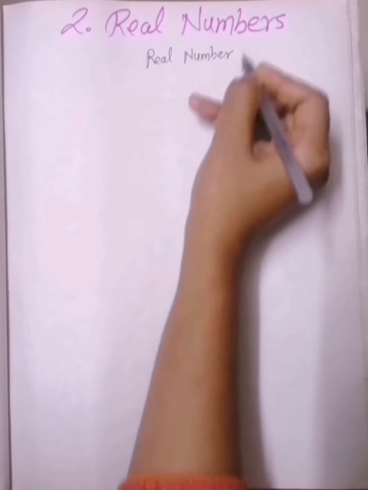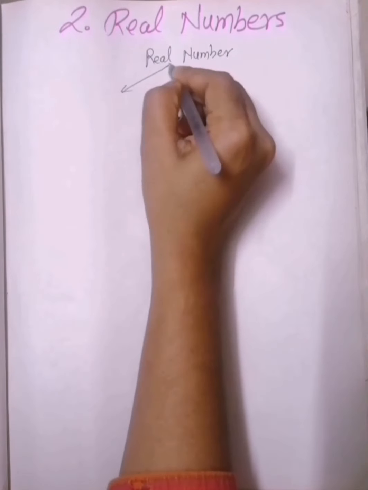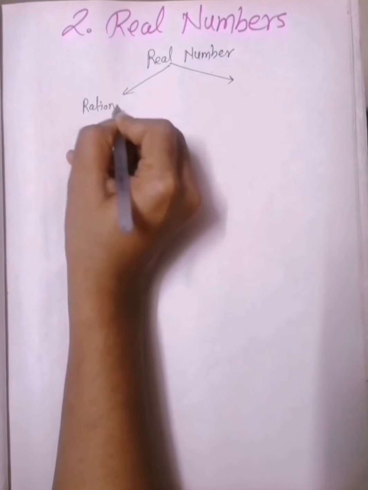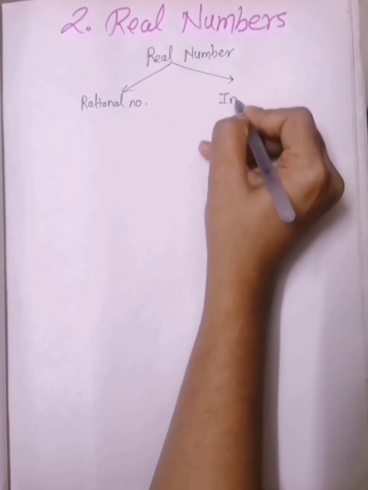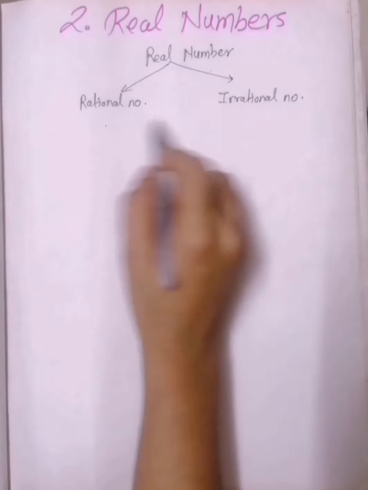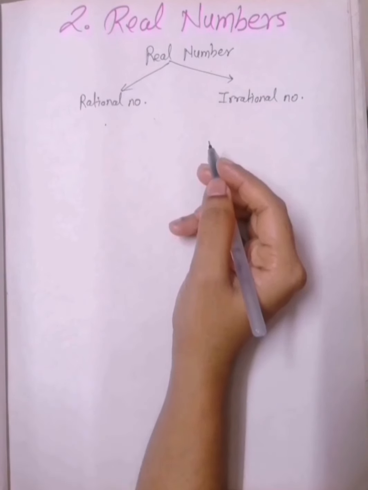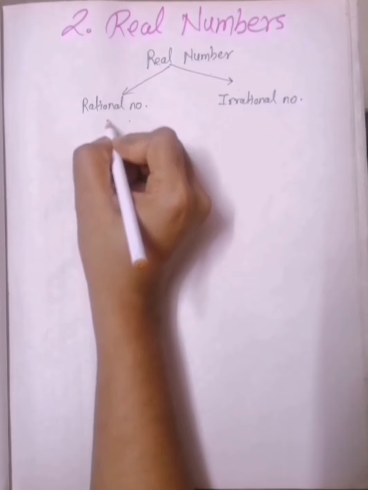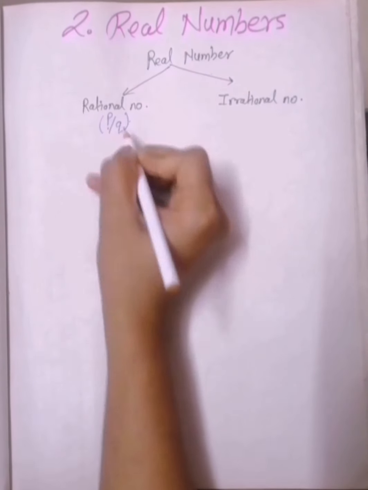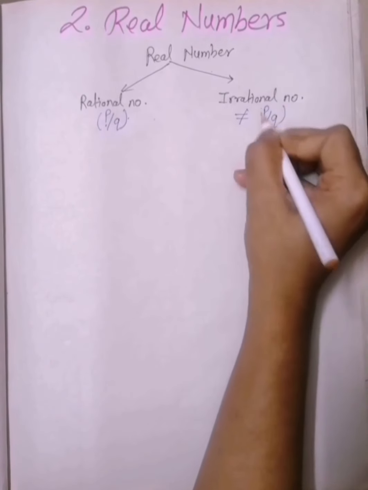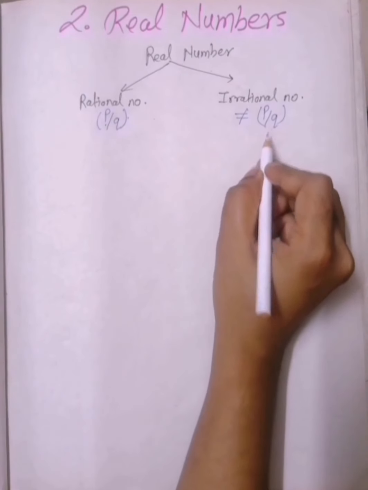Now real number is classified into two categories. Clear, students? The first one is rational number and the second one is irrational number. So the real number is classified into two: rational and irrational. A rational number is in the form of P by Q, and an irrational number is not in the form of P by Q. It means a rational number is in fraction form, and an irrational number is in non-fraction form.